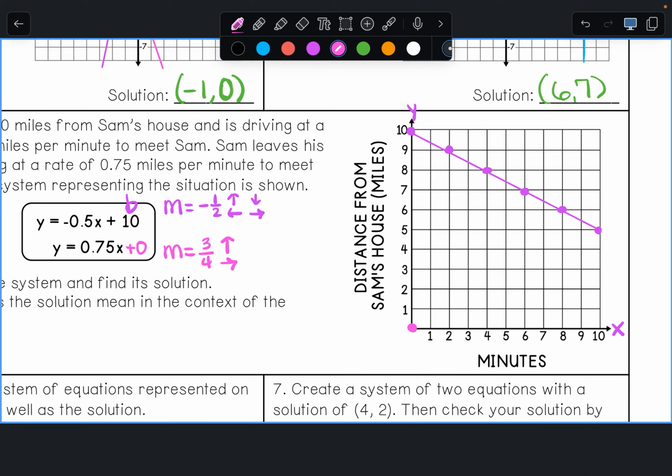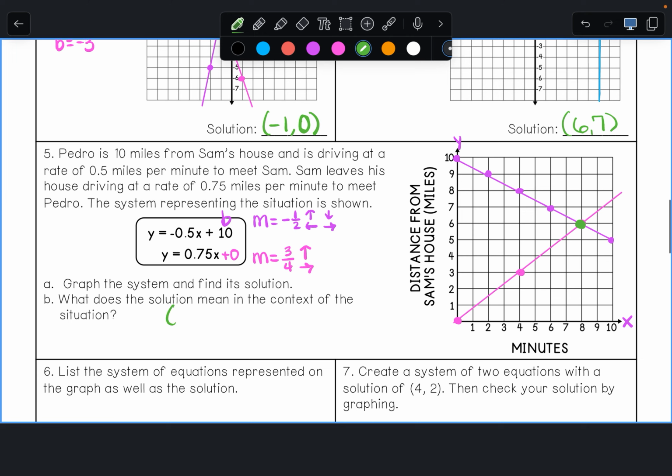Let's see. List a system of equations. This time we're working backwards. They're giving us the graphs, and what we have to do is write the equation of that line. So the first thing I'm going to do is number my 2 lines. This is going to be line 1, line 2. Starting with line 1, this one right here. To write the equation of that line, I need 2 numbers. I need the slope and the y-intercept.